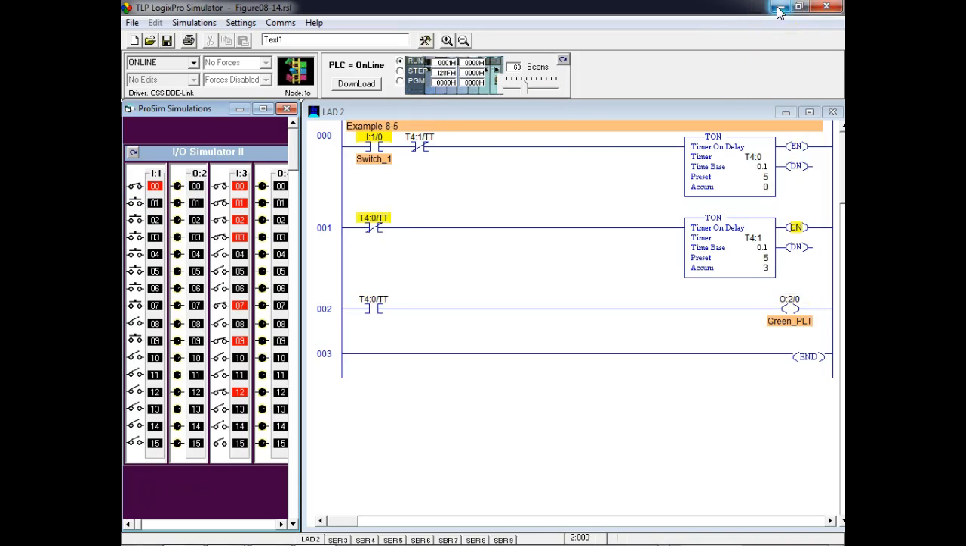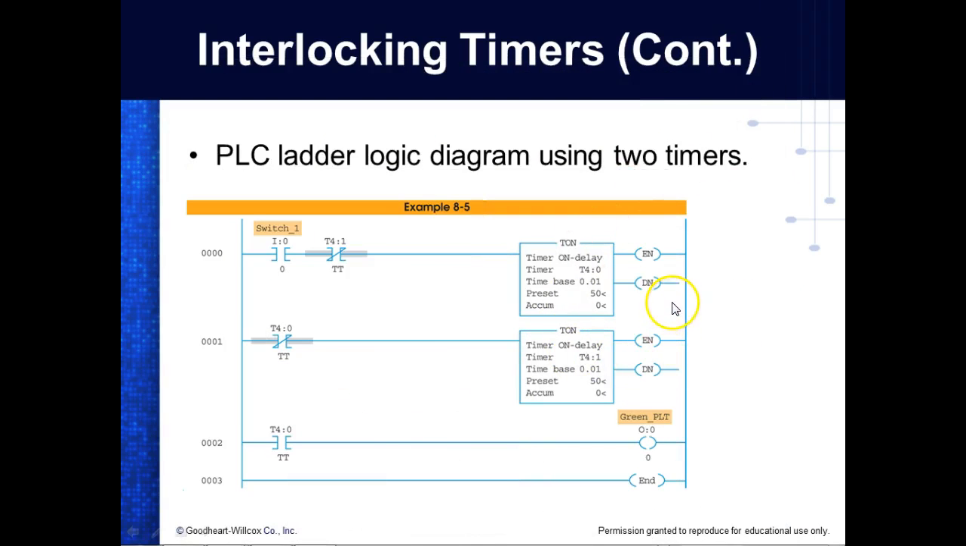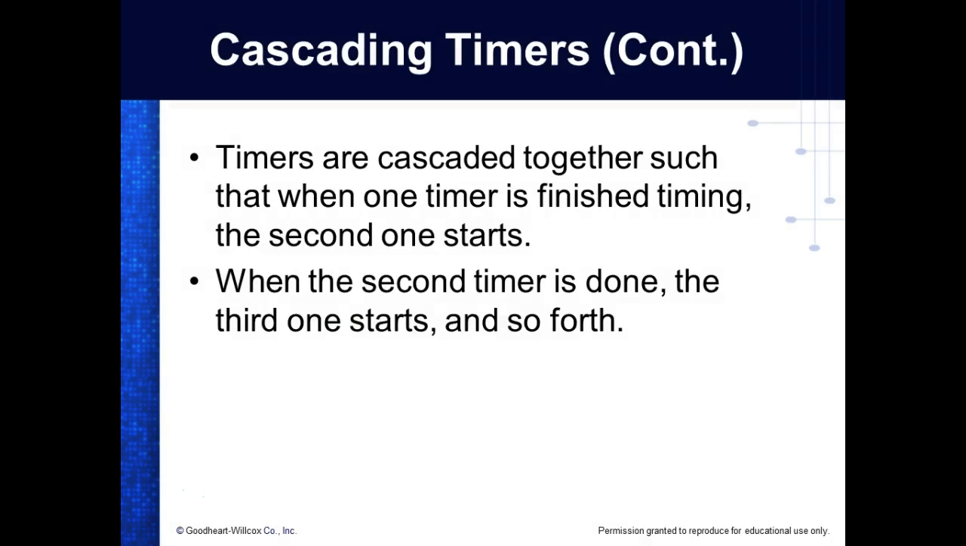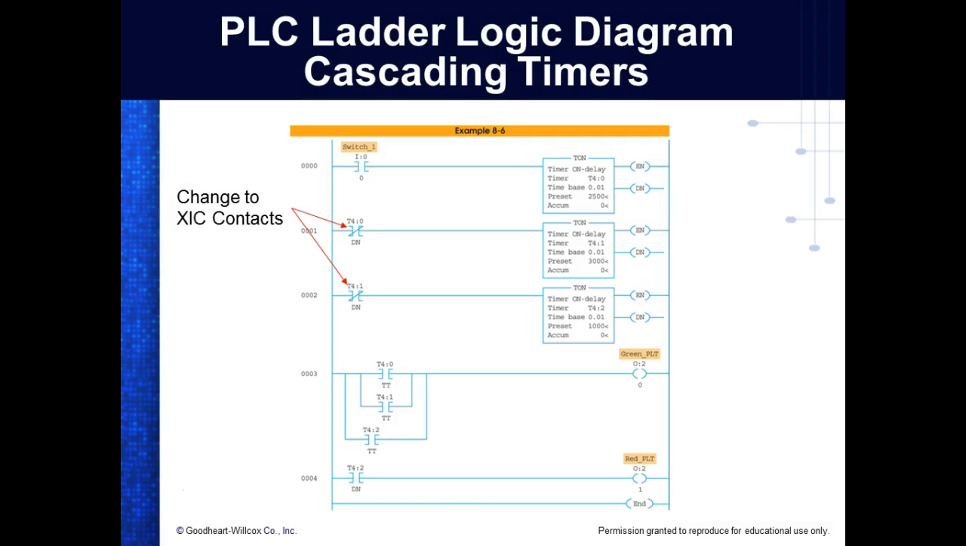Then we do what we call cascades. What's cascade? And the one in the book is wrong, by the way. Cascading timers are cascaded together such that one timer finishes timing and the other one starts. And this is the figure I have. If they hadn't changed it, this would never work because they're using what? Yeah, they're using normal close. So what you want to do, you start the first one. When it's done, it goes true, and it starts that one. When it's done, it goes true.